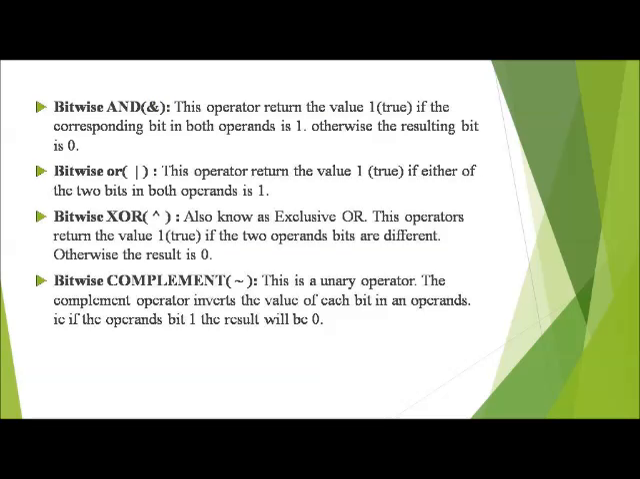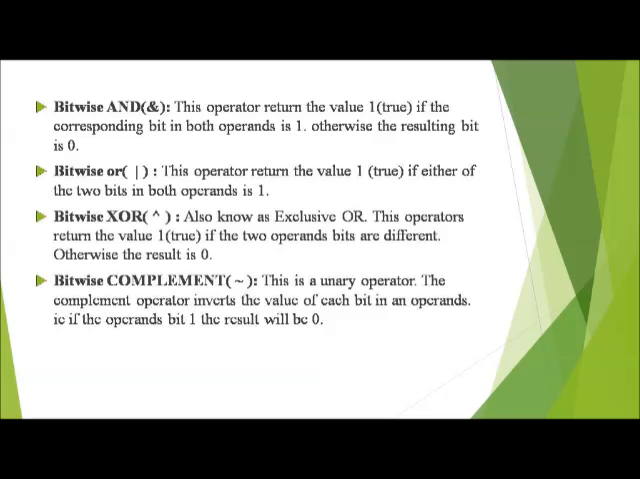Bitwise AND: this operator returns the value 1 (true) if the corresponding bit in both operands is 1. Otherwise the resulting bit is 0. Bitwise OR: this operator returns the value 1 (true) if either of the two bits in the operands is 1. Bitwise XOR, also known as exclusive OR: this operator returns the value 1 (true) if the two operand bits are different. Otherwise, the result is 0.